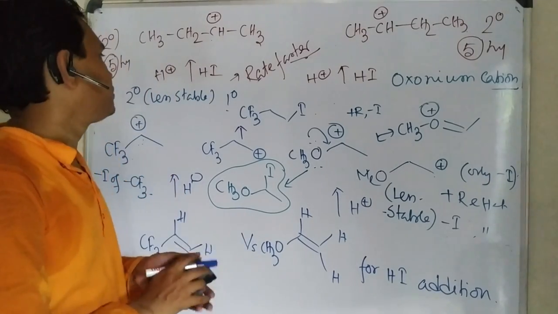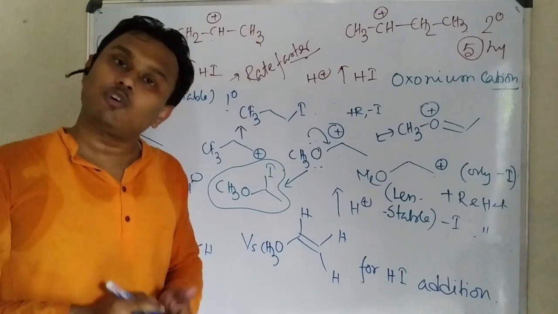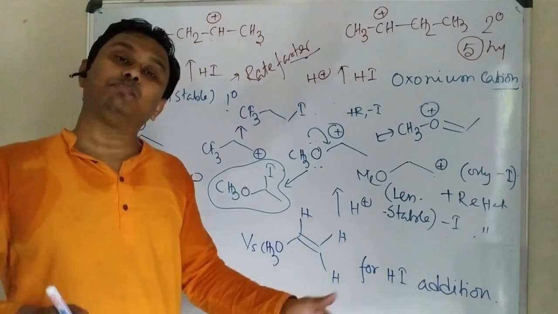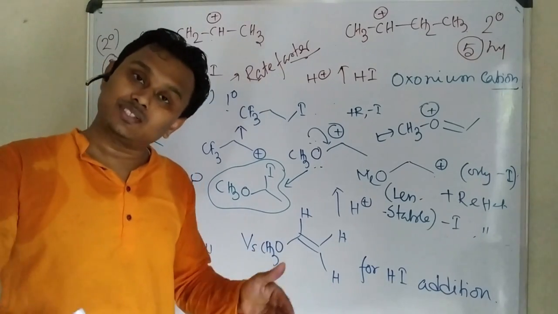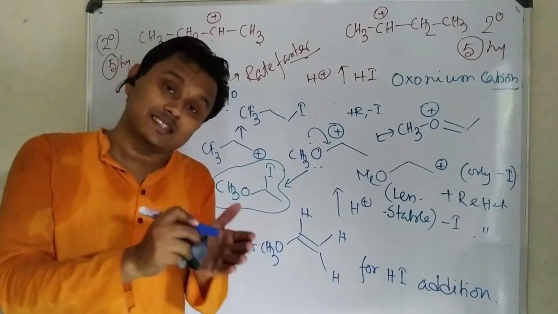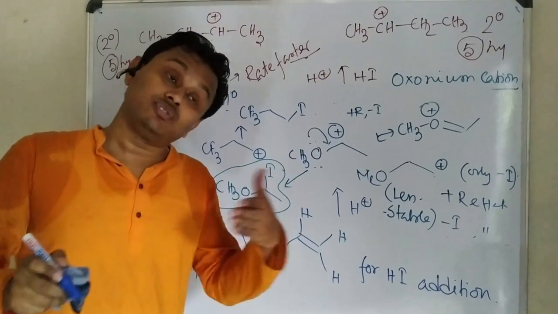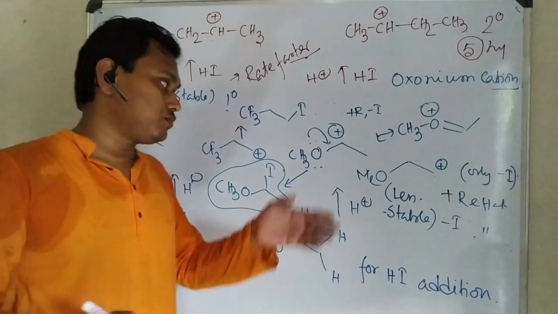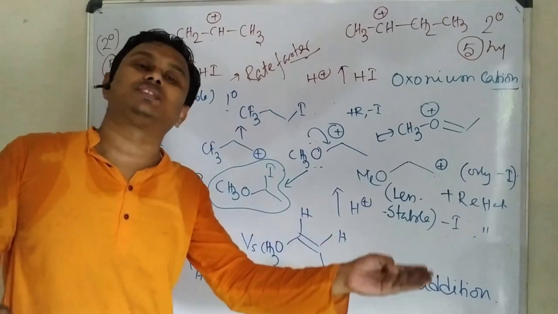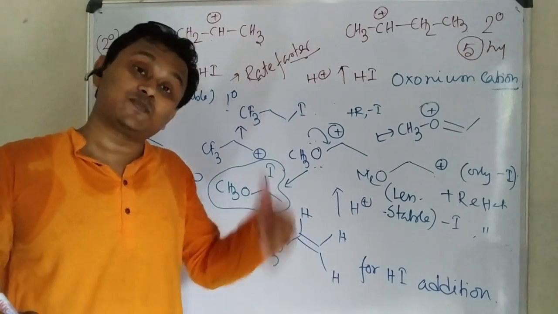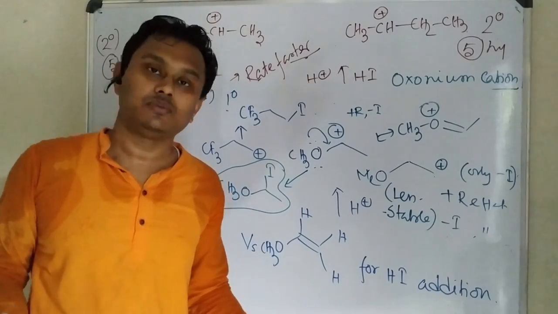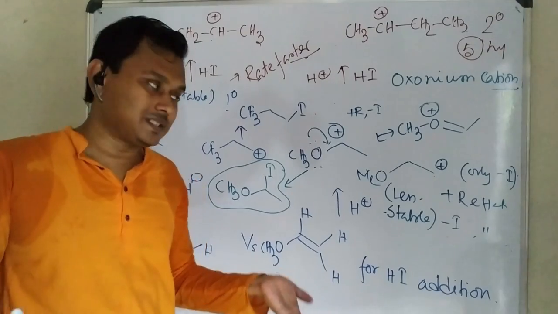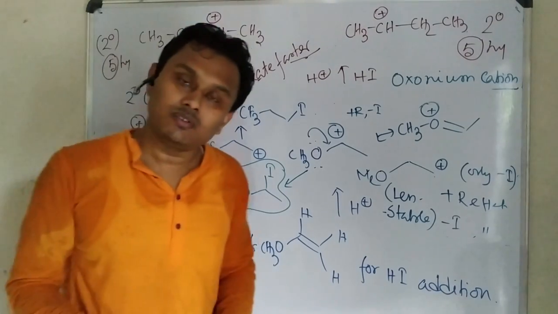So what have we learned today? We have learned about the basic concept of Markovnikov's rule, how this reaction happens, that is the mechanism, the transition state, and the reactivity of HCl, HBr, HI based on their bond polarity. Finally, we have discussed the Hammond postulate, which describes the stability of the carbocation and explains its rate of formation. And finally, we have discussed a few examples for complete clarity of the concept. So this is the end of the video.